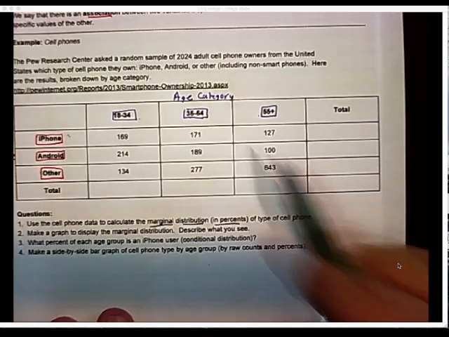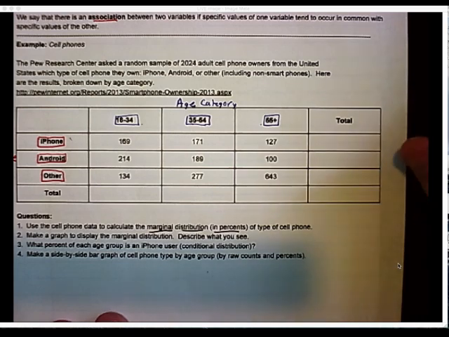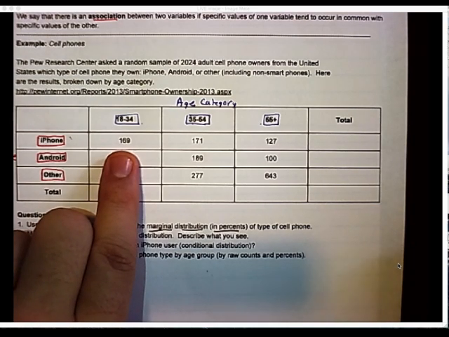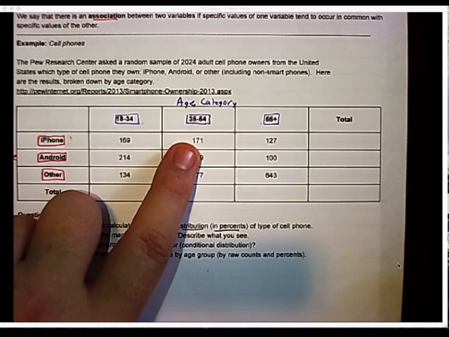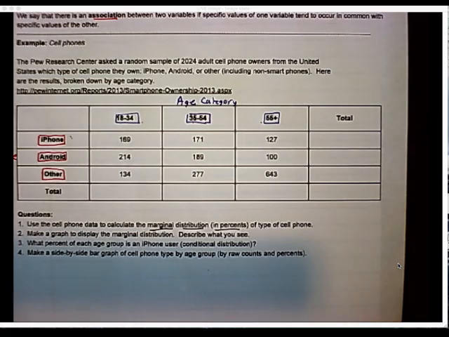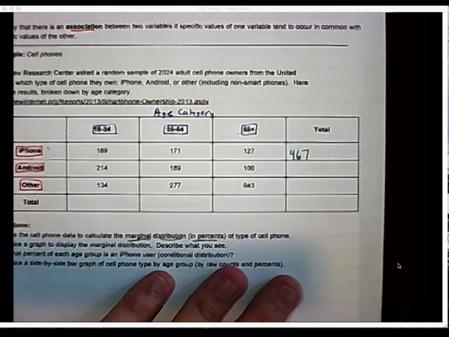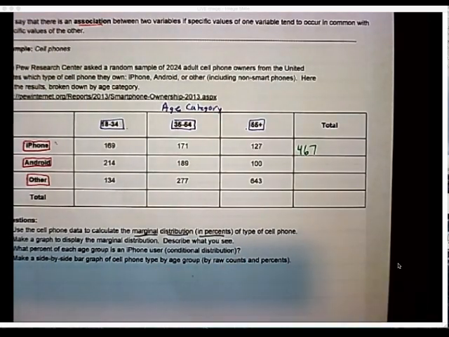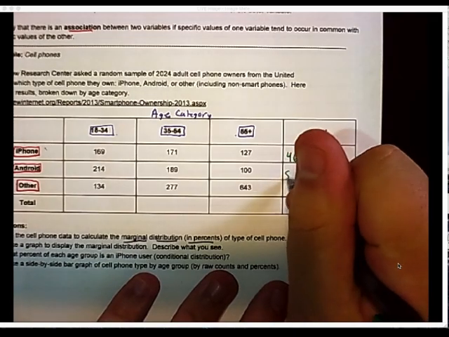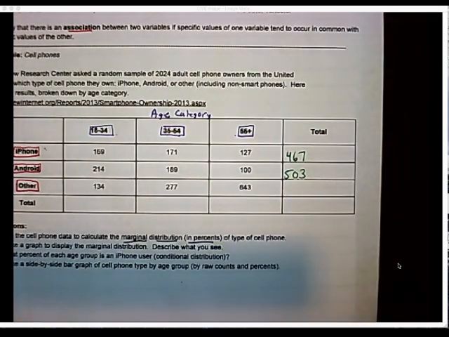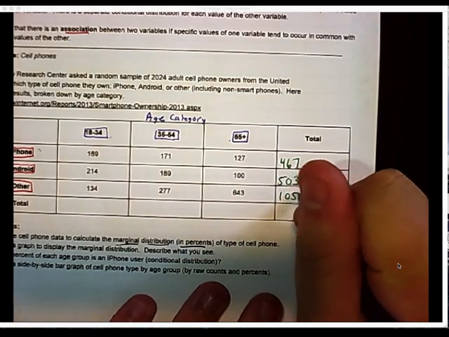So let's total up each row. If we go across, and you can do this with a calculator, we do 169 plus 171 plus 127, and we get 467. All right, let's do the same thing for Android. 214 plus 189 plus 100 equals 503. 134 plus 277 plus 643 equals 1054.